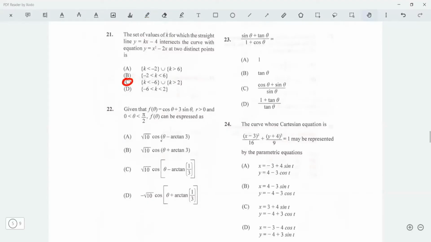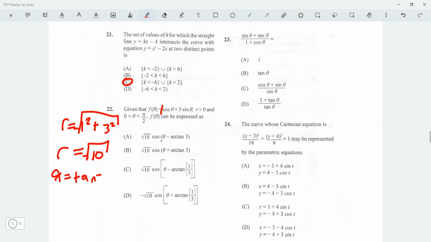This one says express this in the R sine form. So all we need to do is really just find R. R is equal to the square root of 1 squared plus 3 squared, because a is 1 and b is 3. 1 squared plus 3 squared is 1 plus 9, which is 10, so R is the square root of 10. And therefore, we need to now find alpha. Alpha is equal to tan inverse of b over a, so it's tan inverse of 3 over 1.